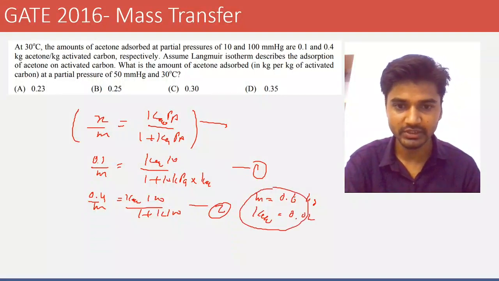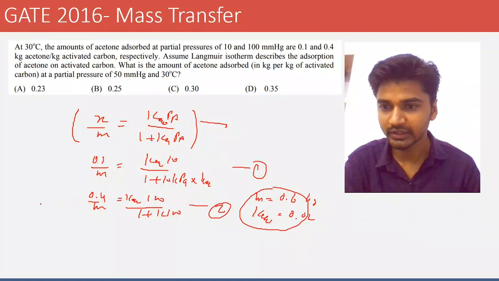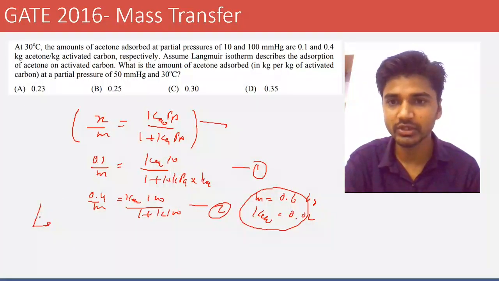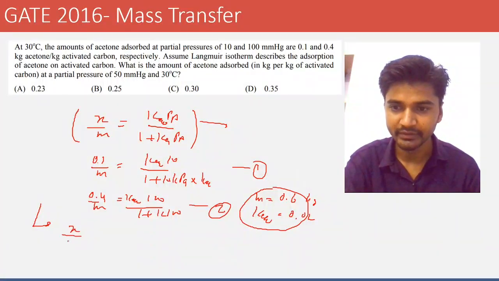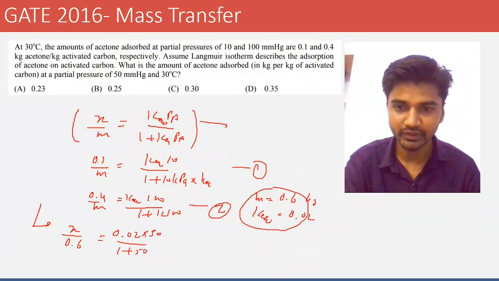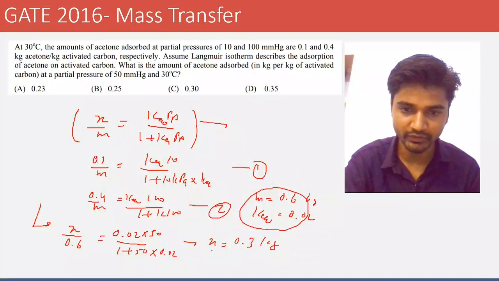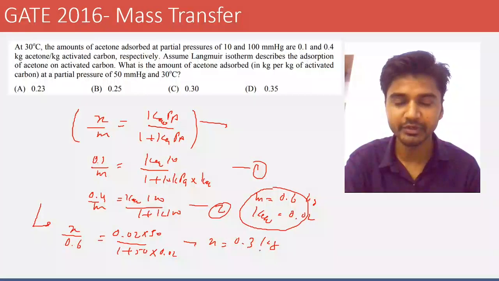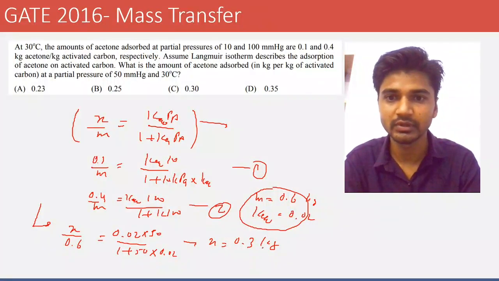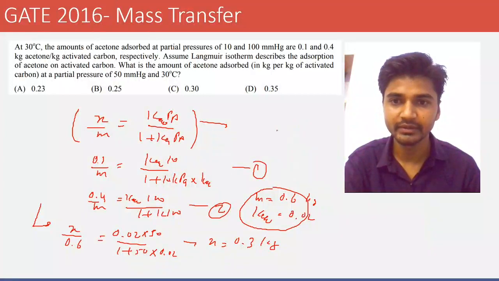So now using this we can go for the third case, when the partial pressure of acetone is 50 mm of Hg. So here we have X by 0.6 equals K_eq that we have calculated, times 50, divided by 1 plus 50 times 0.02. From here we can calculate X, which comes out around 0.3 kg. So this much acetone will be adsorbed per unit mass of adsorbent. So option C will be correct.